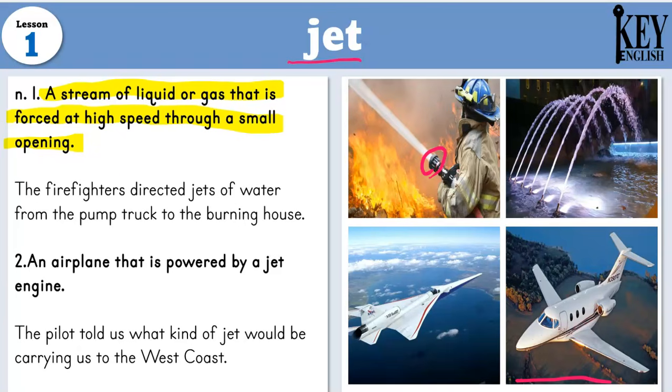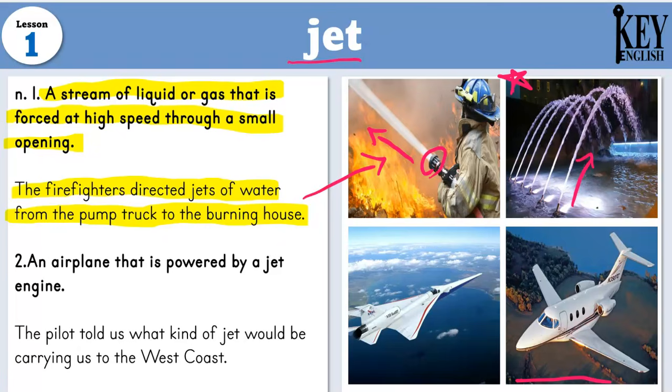For example, the firefighters directed jets of water from the pump truck to the burning house. We often use this word jet to describe the water that is coming out of a fireman's hose because it's coming out very quickly and in a strong way. So it's not just water coming out, it's a jet of water. Here too in this picture, you can see that there are jets of water coming out from the fountain. So again, we can use this word jet anytime that water is coming out very quickly from a small opening.